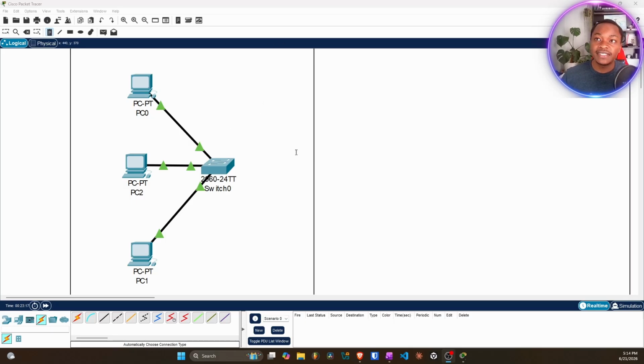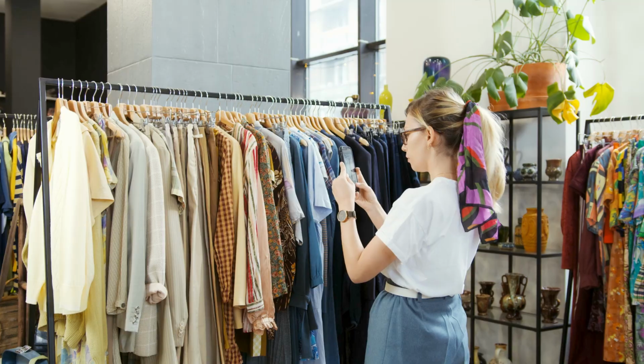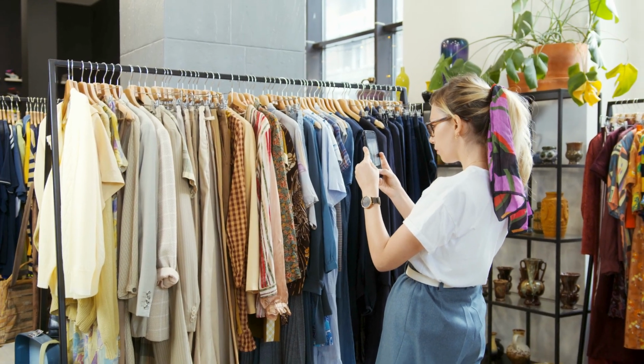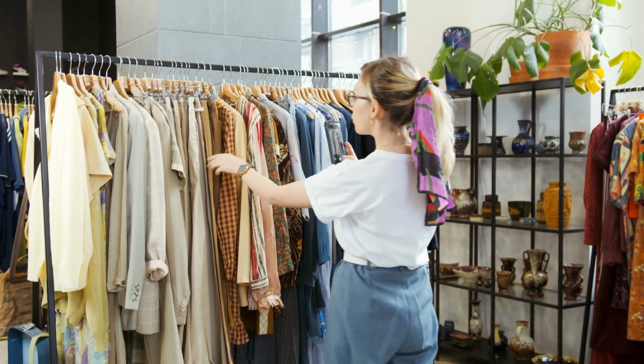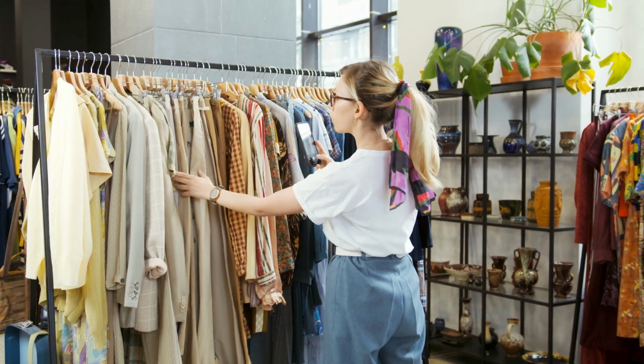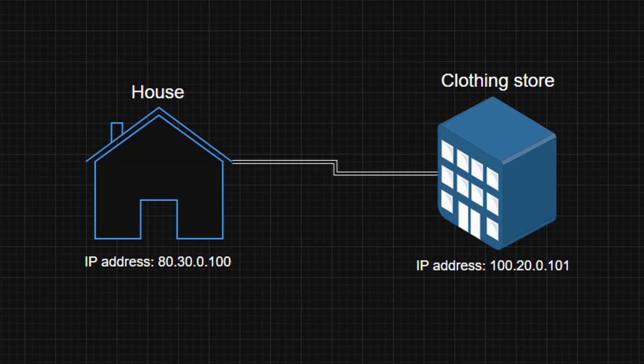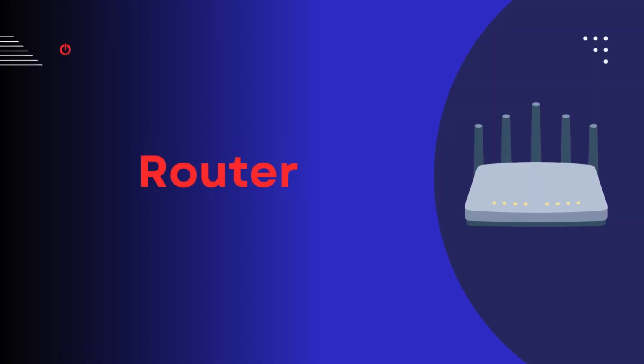Let's say this is your local area network and there's a store around your neighborhood that you want to connect to, maybe to be able to buy clothes or something like that. Let's say you have a very good relationship with them and they allow you to connect to them directly. So you have a direct connection from your house to their store. How are you going to do this? The only way you can do this is using a network device called a router.